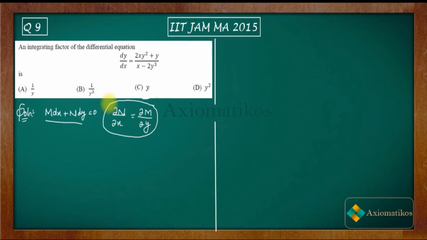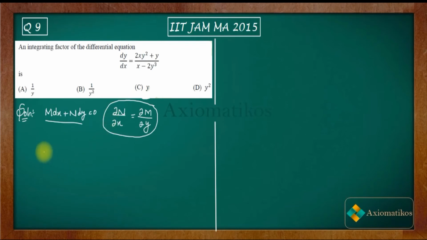All right. So what I will do in this question is pick one of them and multiply it with the differential equation that is given to you. After the multiplication, I will check whether del N over del x is equal to del M over del y or not.